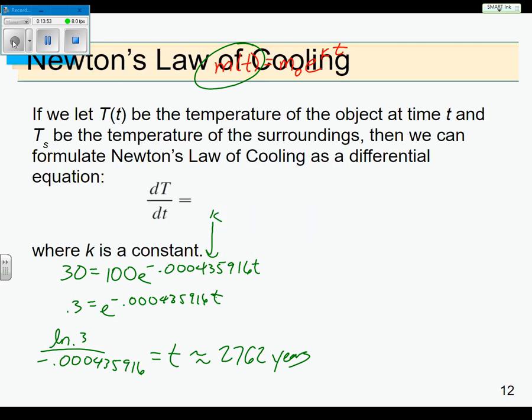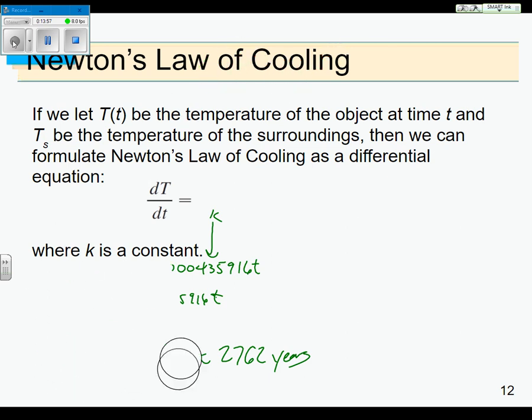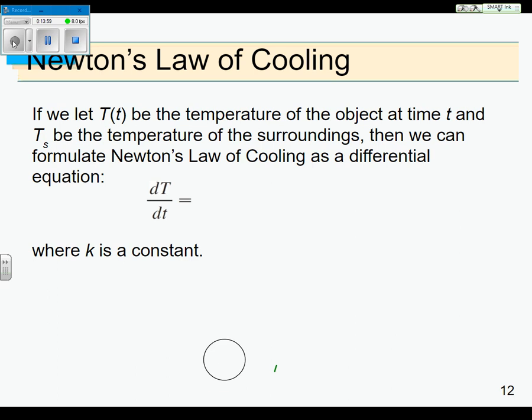All right, now Newton kind of played around with some of this stuff, and he came up with a law of cooling. Newton said if we let T of t, the temperature at time t, be the temperature of an object at time t, and T sub s be the temperature of its surroundings, then we can formulate Newton's law of cooling as a differential equation.